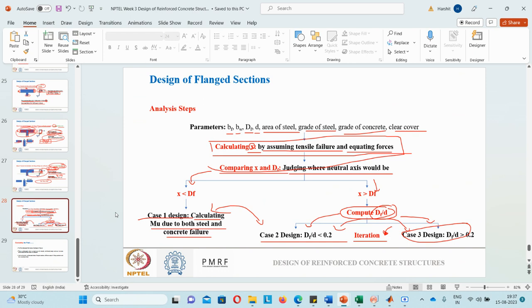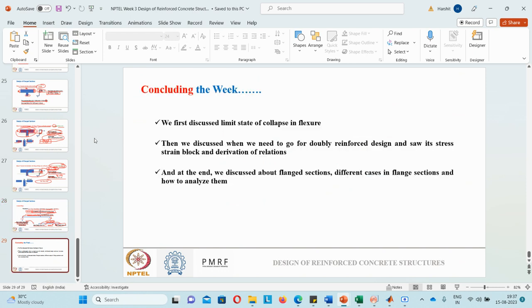Okay. We'll slowly complicate the thing, but for now we are talking only about singly reinforced flange section. Okay, so this was the theory behind flange section design. So this was all for this week. Just concluding what we discussed.